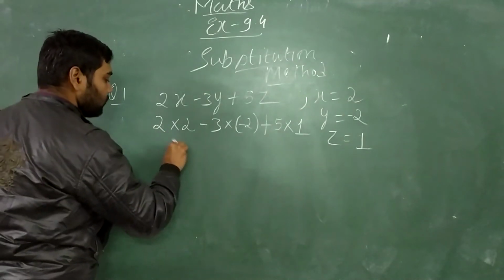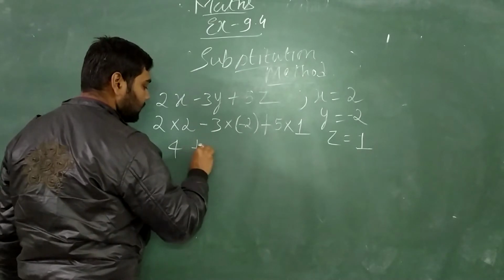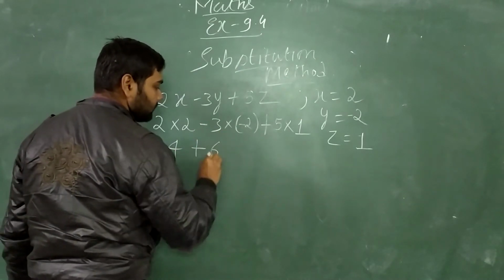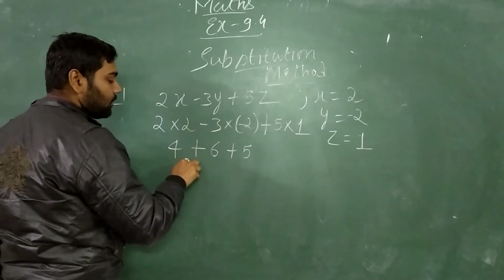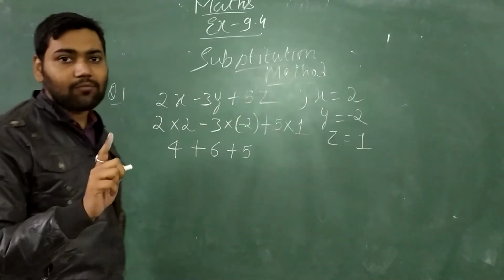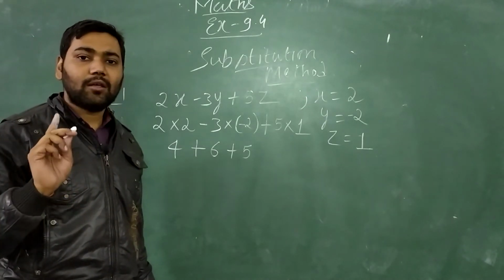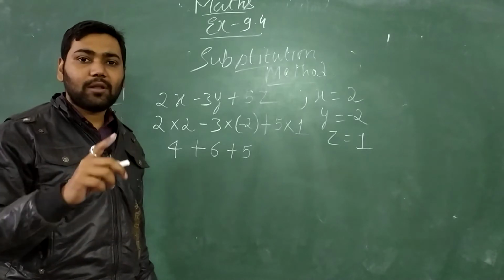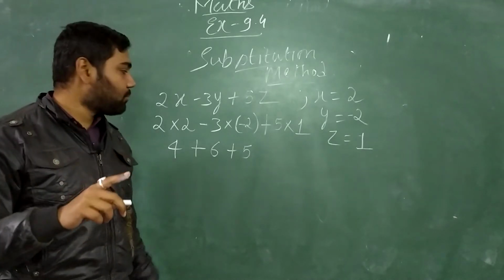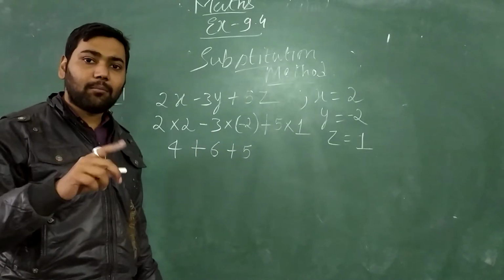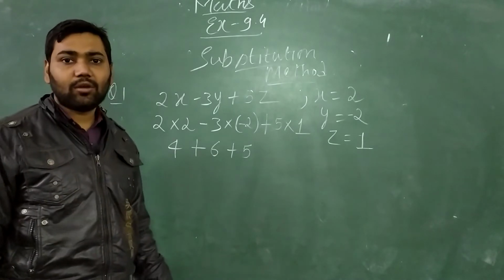Then 2 to the 4 minus, and this bracket will open, so minus minus will give plus. 3 to the 6, 5. This minus and this minus on multiplying give plus. We have learned that plus plus on multiplying always gives plus. Minus plus on multiplying gives minus. Plus minus on multiplying gives minus, but minus and minus on multiplying gives plus sign, okay.